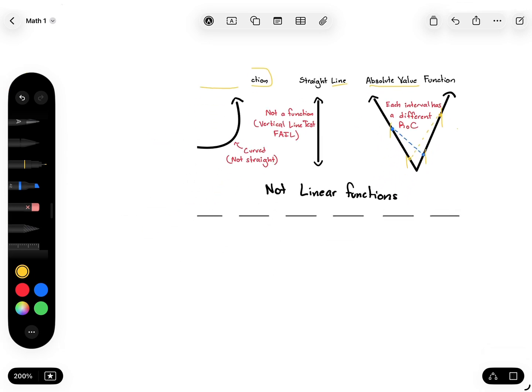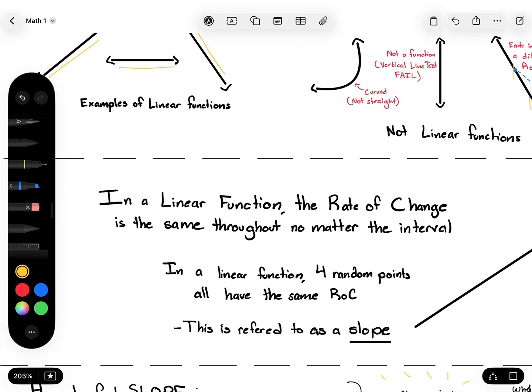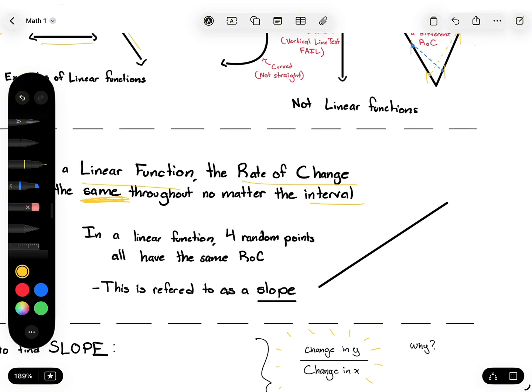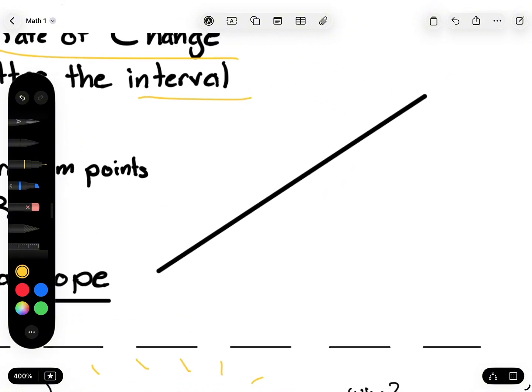And that's going to bring me to our next point, where I talk about what slope is. In a linear function, the rate of change is the same throughout, no matter the interval. So you can have 4 random points, and no matter which 4 you calculate, every single one will result in the same answer. And we call this a slope. So I'm going to show an example right here.